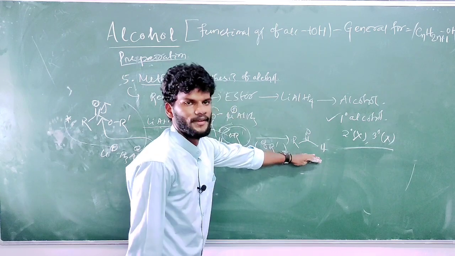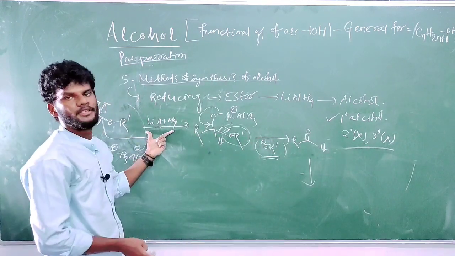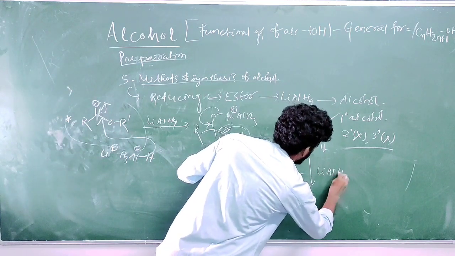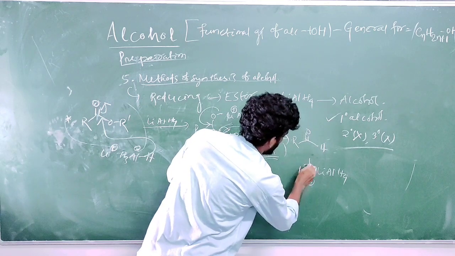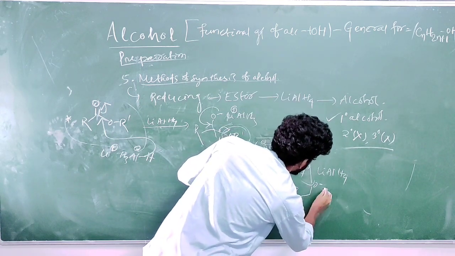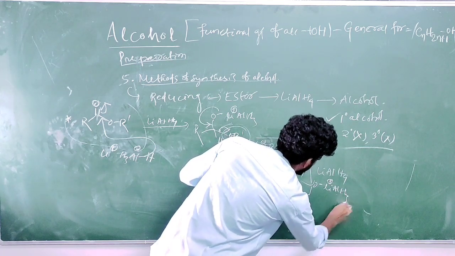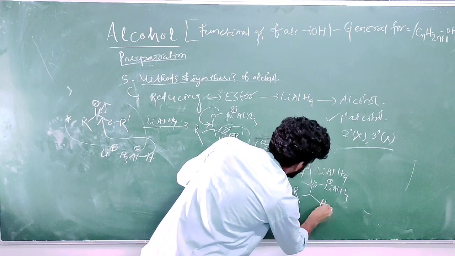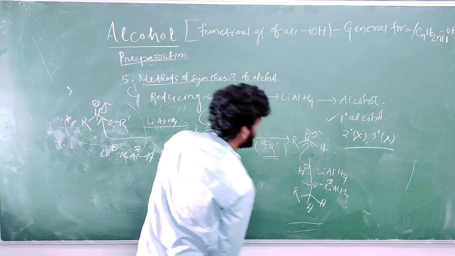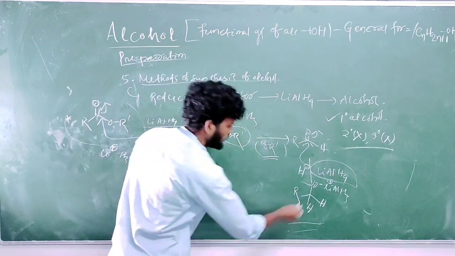From ester, in the first step, using one mole of lithium aluminum hydride, we get aldehyde. In the second step, if you give another mole of lithium aluminum hydride, the nucleophile hydride attacks the carbonyl, this bond moves over to oxygen, RO minus balanced by lithium plus aluminum H3, with the hydride ion attached to the carbon center. This is again the transition state, using another mole of lithium aluminum hydride.